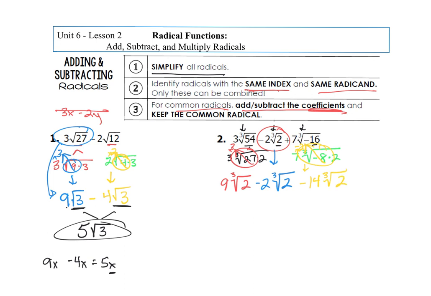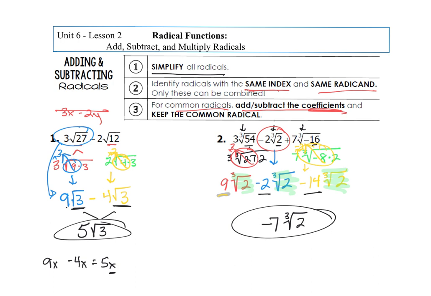Again, these are all like terms now, all of them, because they're all cube root 2's. See, this is the part that makes them like terms. So we just put together their coefficients: 9 minus 2 minus 14. So 9 minus 2 is 7. 7 minus 14 is negative 7. And we keep that common radical the same. Cube root of 2. And that's our answer.